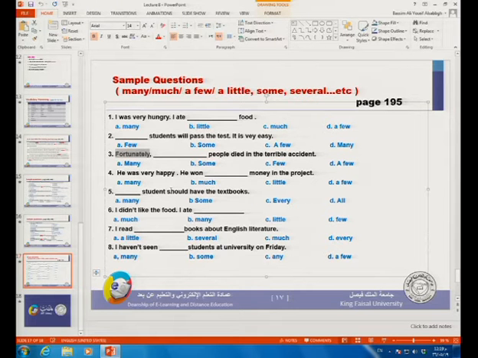He was very happy he won money in the project. Can we say many money? Much money? Little money? A few money? So we cannot use a few or many, because money is an uncountable noun. Now we have much and little. Both can be used with uncountable nouns. Let's see the meaning now. He was very happy. Very happy means he won much or little money? Yes, much. If he won little money, he won't be happy, right?